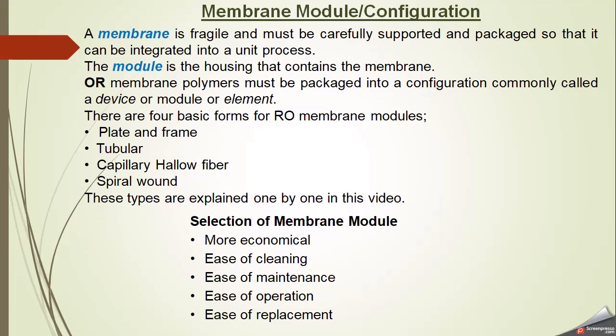Now, what are the selection criteria for selecting a membrane module? These are some basic points. A module must be economical, easy to clean, easy to maintain, with no difficulty during operation, and easy to replace. On the basis of these criteria we will select which module will be suitable for long-term and sustainable operation of reverse osmosis.